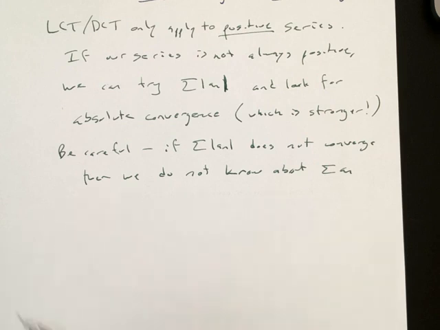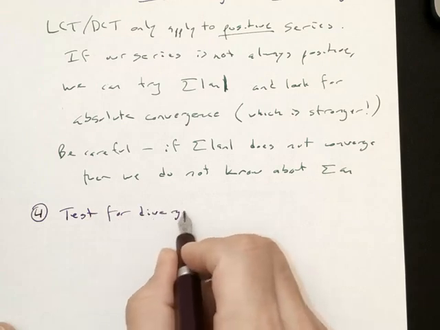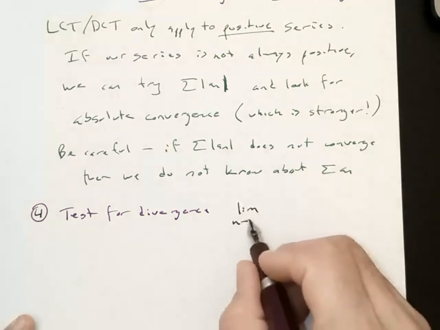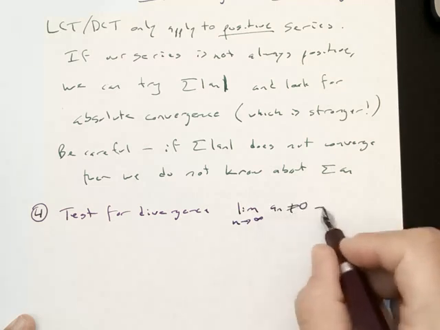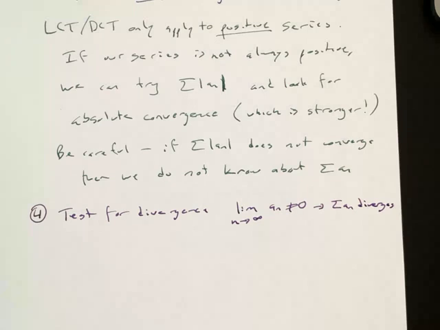How do I check for divergence? There's a test that's specifically called that. If the limit as n approaches infinity of a_n doesn't equal 0, then the series diverges. In order to converge, my terms have to get smaller, infinitely smaller. If they don't, then we can't possibly converge.